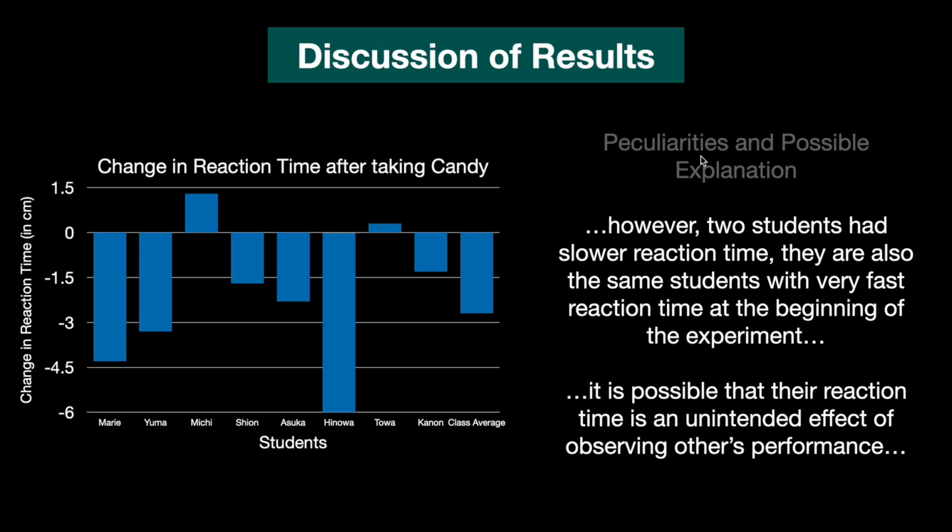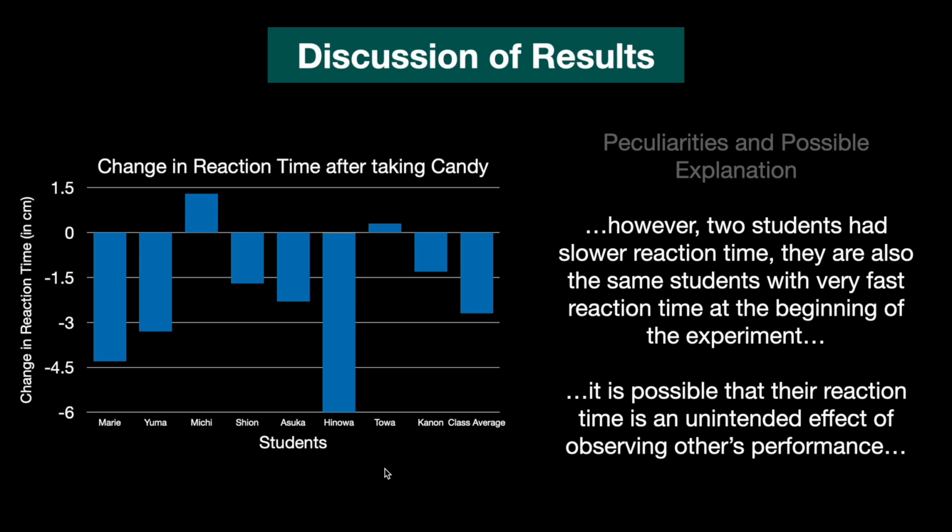When you say peculiarities, it means what are some things here that I don't really expect to happen? Okay, or what's one thing that is not really following the group? So it is possible that their reaction time, for example, for some of them, is an unintended effect of observing other people's performance. Maybe Hinoa is one of the last people to do the test, and she has seen everyone, and so she wanted to do her best.